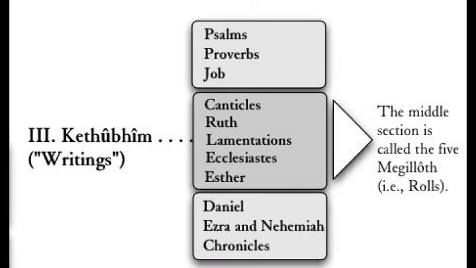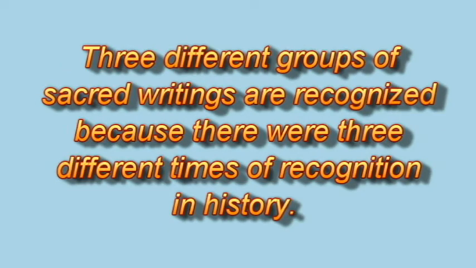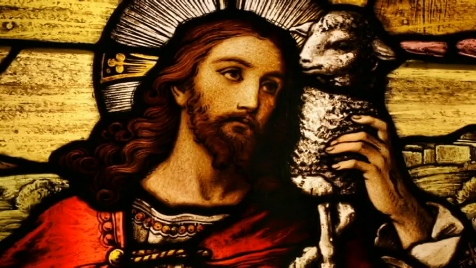The books in the 3rd section were not recognized as scripture in the 3rd century before Christ. According to this theory, it is possible that some of them, including Daniel, had not even been written at that time. It was not until after the time of Christ that the writings in the 3rd section were regarded as scripture. Therefore, 3 different groups of sacred writings are recognized, because there were 3 different times of recognition in history. This is how this particular theory is usually stated. One of the main problems with this theory is that Jesus loved quoting the Psalms.